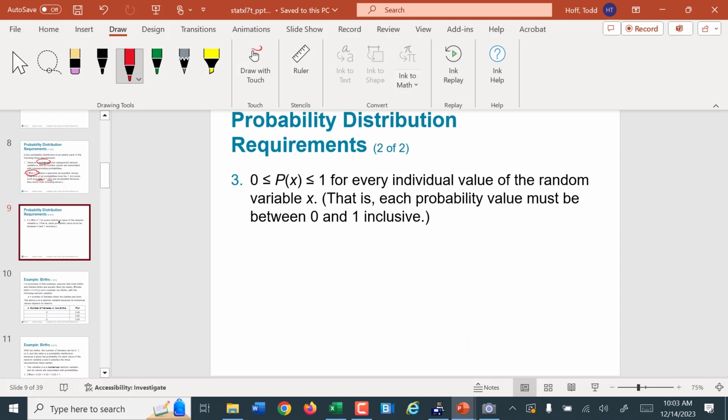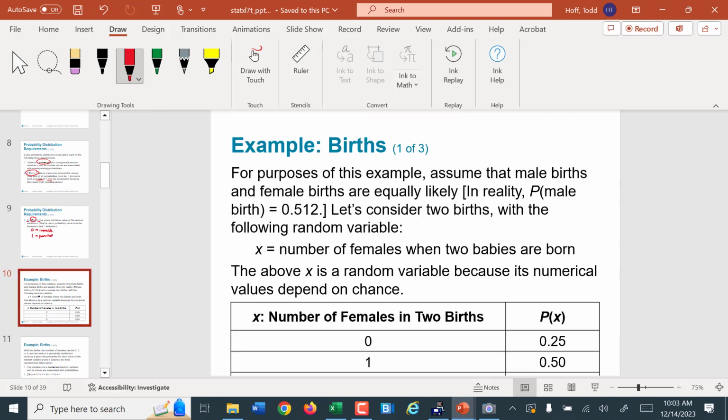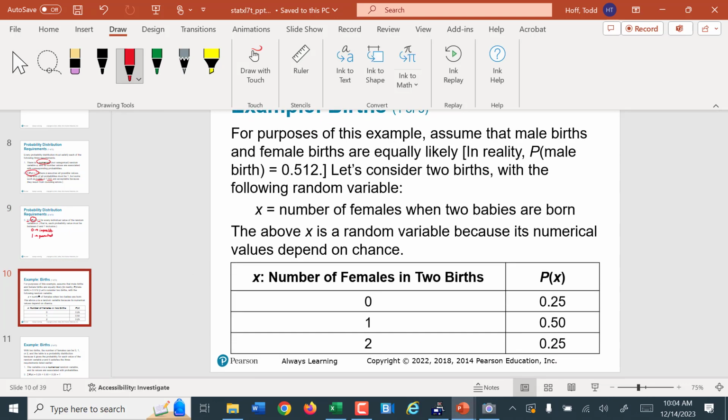Also in our probability distribution, each individual probability, remember P of X represents the probability of a certain event occurring. Each of those individual probabilities has to be between 0 and 1. If the probability is 0, that means it's impossible. So we can't have a probability less than impossible. And if the probability is 1, that means it is guaranteed. It's definitely going to happen. We can't have a probability better than definite.